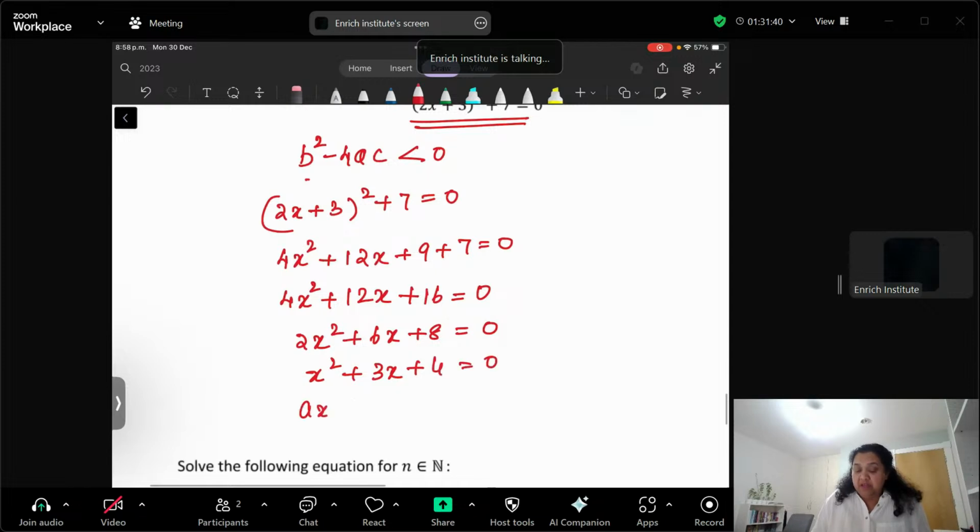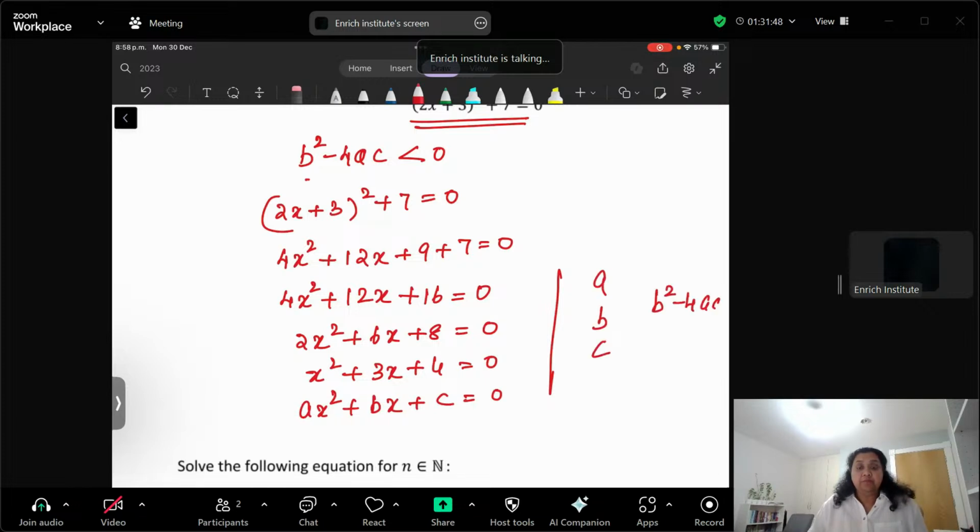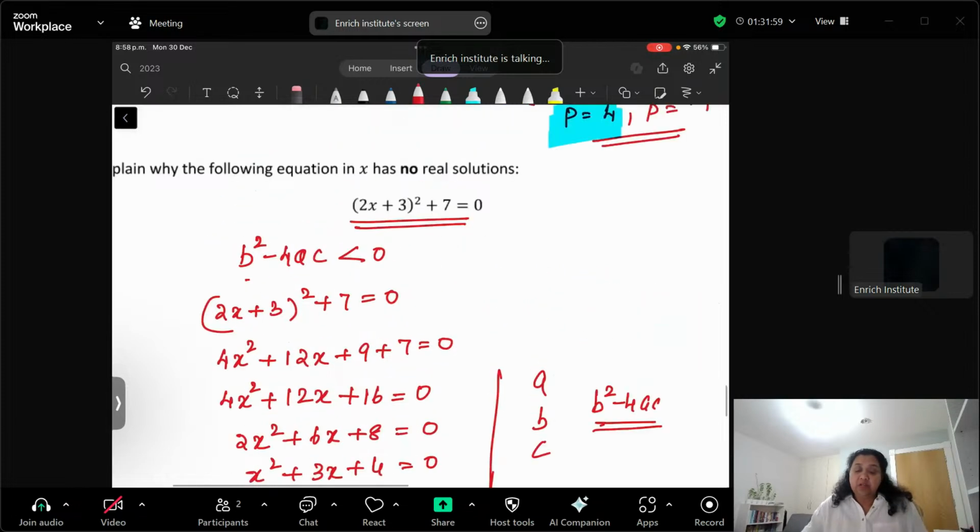This can be ax square plus bx plus c is equal to 0, and then write a, b and c, and then find b square minus 4ac. Then see whether it is less than 0. You substitute the values and you will see whether it is less than 0. If less than 0, it is no real solution.